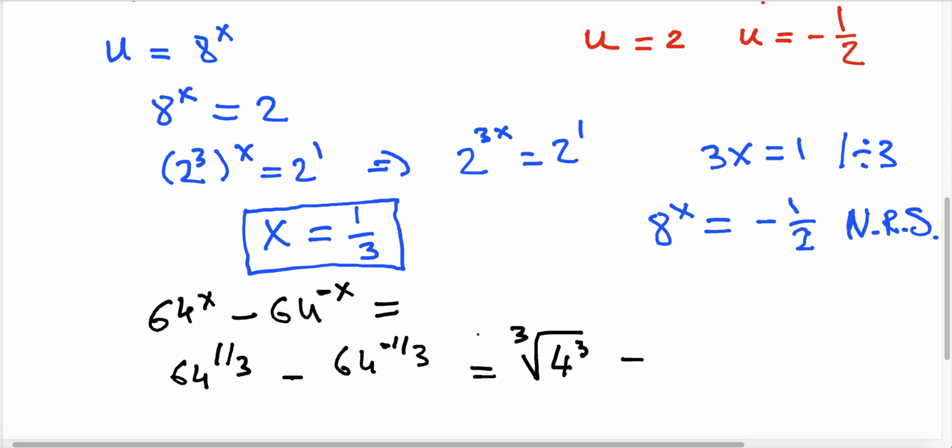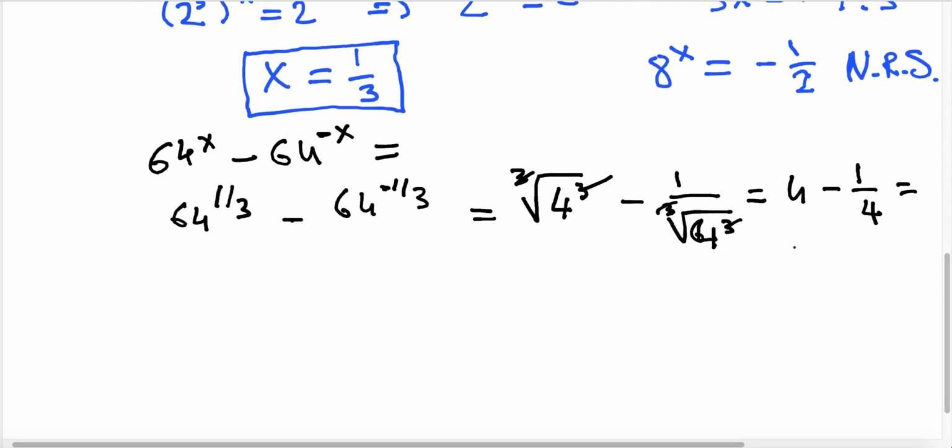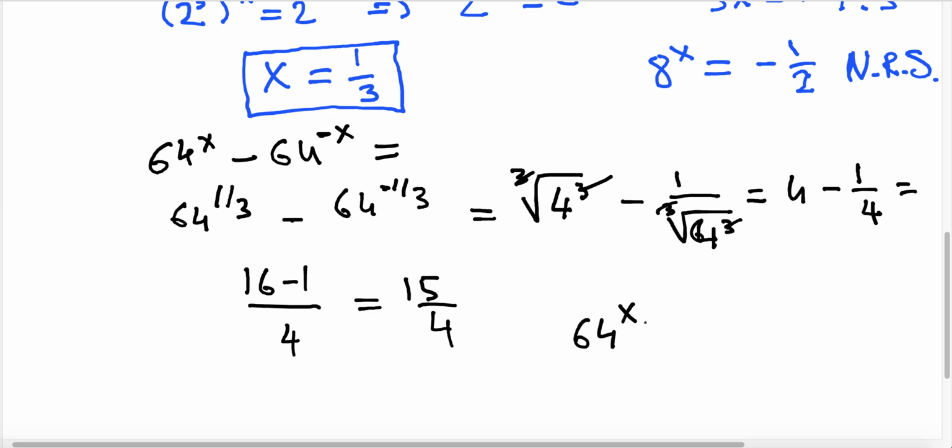And 64^(−1/3) I can write as 1 over the cubic root of 4 cubed. The cubic with the cubic goes away, and here the cubic with the cubic goes away. What do I have? I have 4 minus 1 over 4. The base is 4: 4 times 4 is 16, minus 1 is 15 divided by 4. In other words, 64^x − 64^(−x) is going to be equal to 15 divided by 4. So this is our answer.